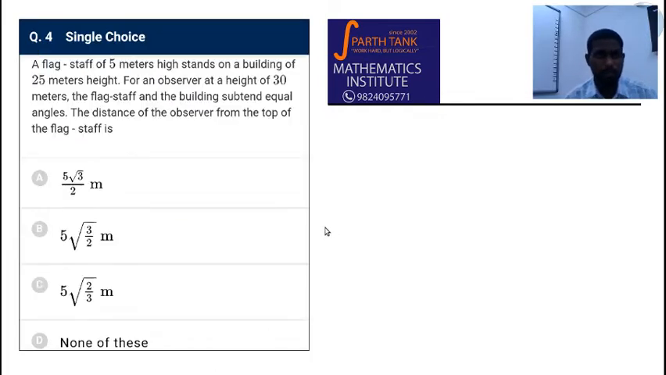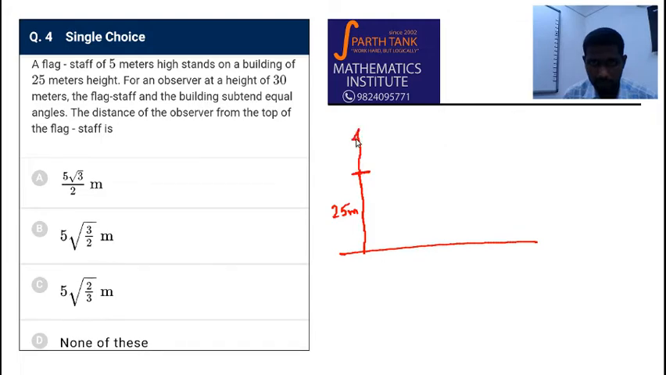Let us move on to question number 4. This is a problem based on heights and distances and some trigonometric equations. The question says, a flag staff of 5 meters high stands on a building of 25 meters height. So let's draw this as we are doing. Let us say this is a building of 25 meters high, and on the top of it there is a flag staff which is 5 meters high.